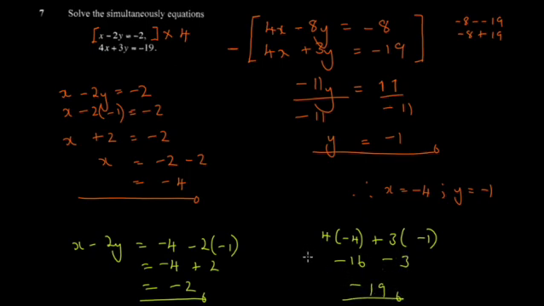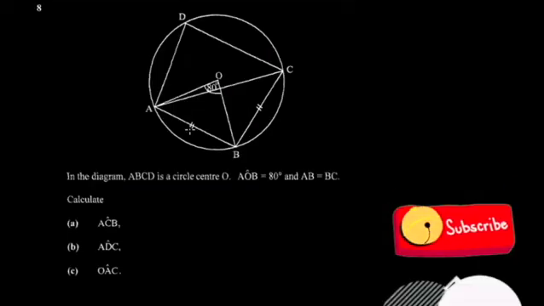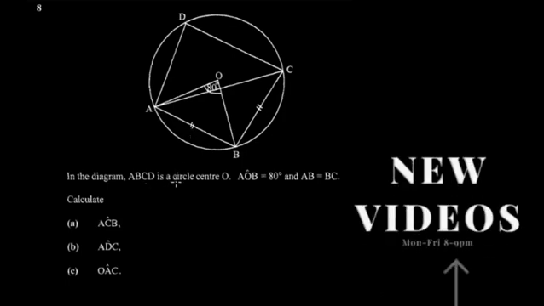Okay, so this is how you validate your simultaneous equations. And then you have done well. Okay, so we're going to move over to the next problem. So the next problem is on circle geometry. So you're told this diagram.